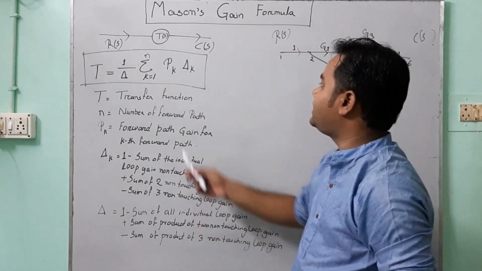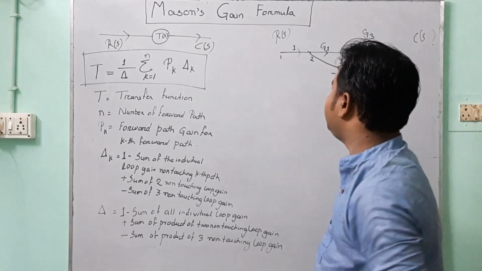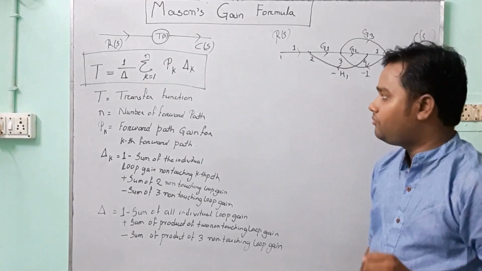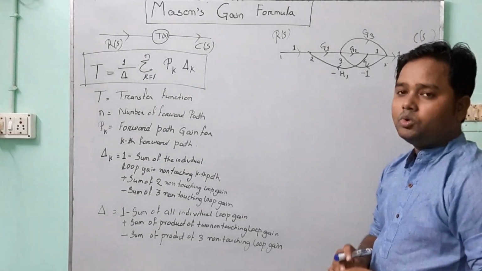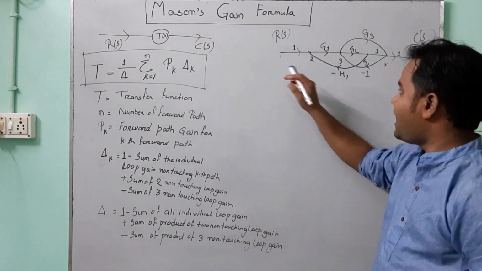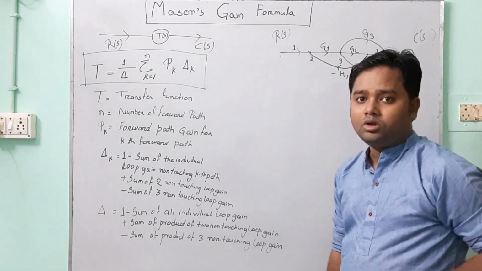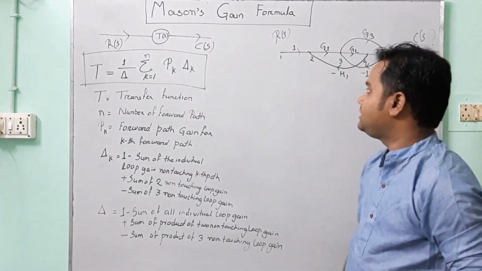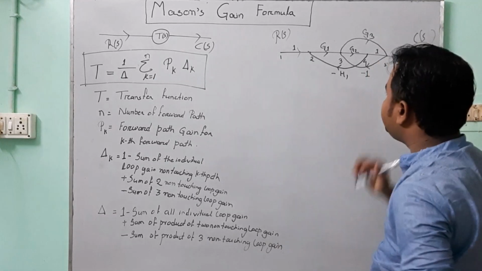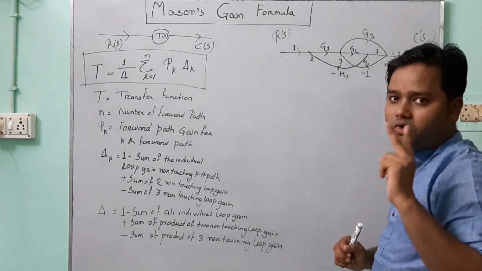First we have to find what is N. N means the number of forward paths. We have studied what a forward path is. A forward path is a path starting from the input node towards the output node, where no other node is passed more than once. That means the signal flows from node 1 to node 6. Here we have two forward paths.